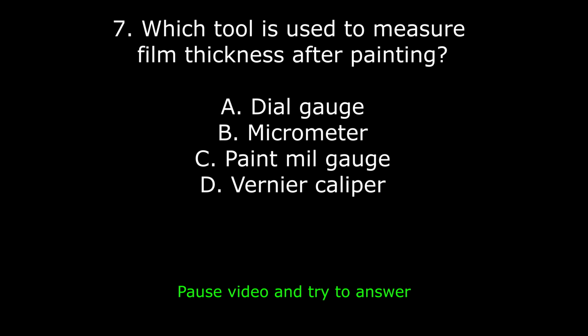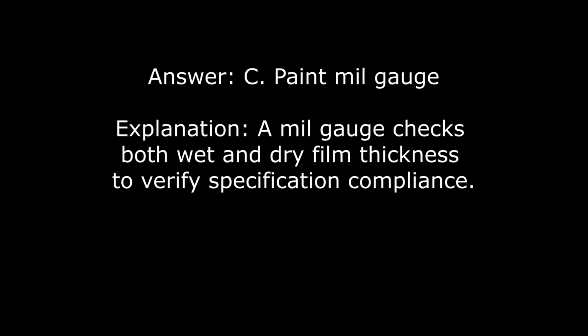7. Which tool is used to measure film thickness after painting? A. Dial gauge. B. Micrometer. C. Paint mill gauge. D. Vernier caliper. Answer: C. Paint mill gauge. Explanation: a mill gauge checks both wet and dry film thickness to verify specification compliance.